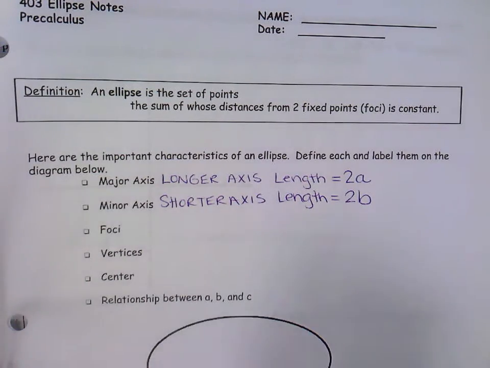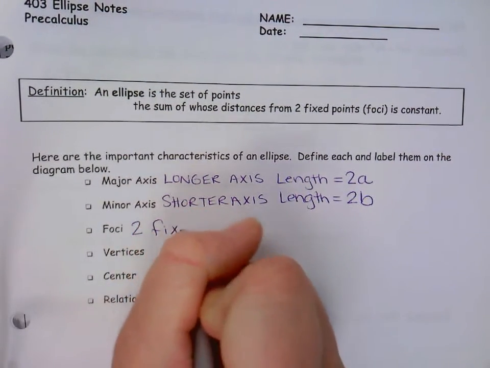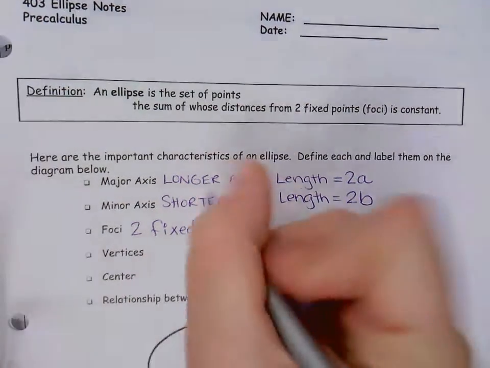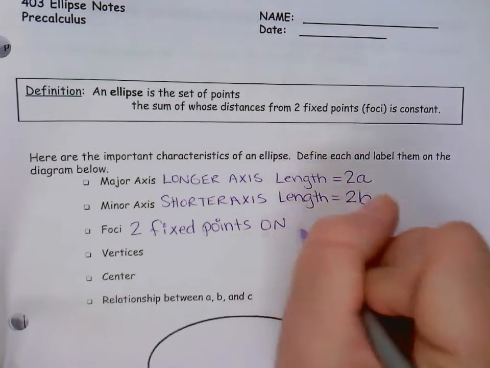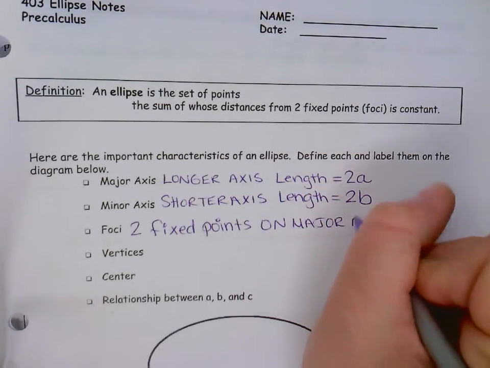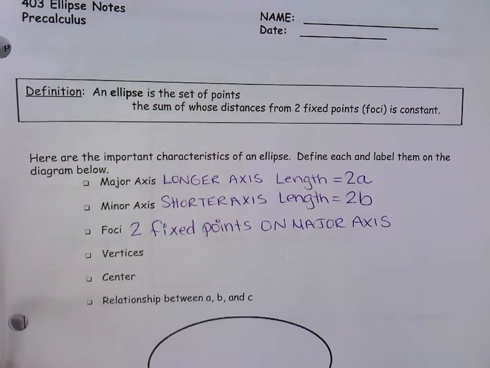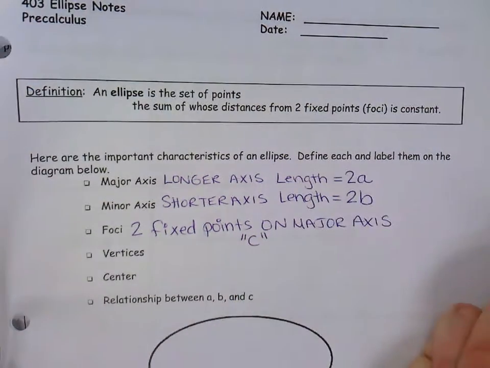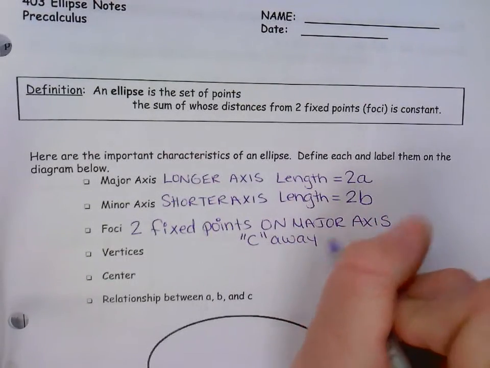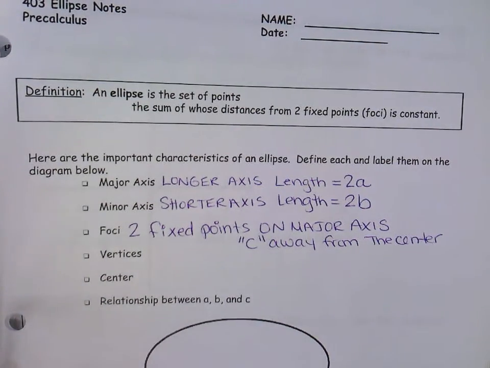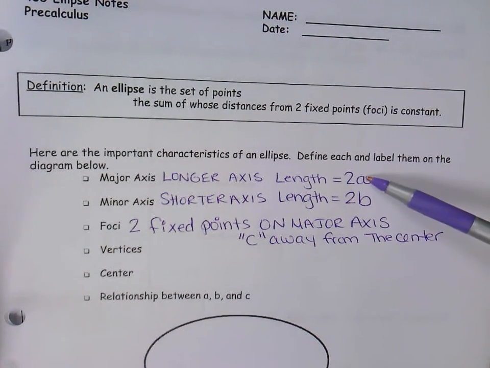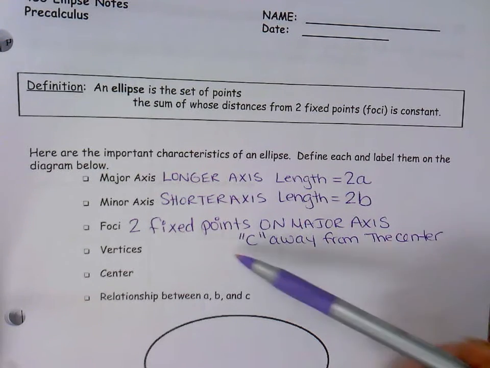So the foci are your two fixed points that you saw in the video with the pins. Those are the two fixed points, and they are located on the major axis. Whichever way your ellipse is oriented, the foci always go on the major axis, and they are located c away from the center. So you have three values that your equation is going to help you find: the a value, the b value, and the c value.